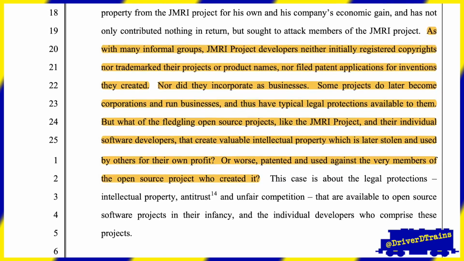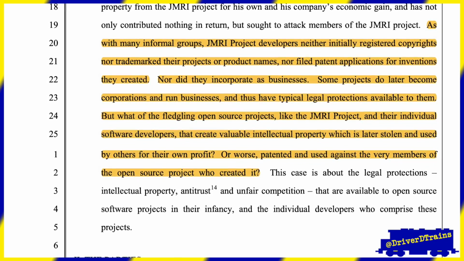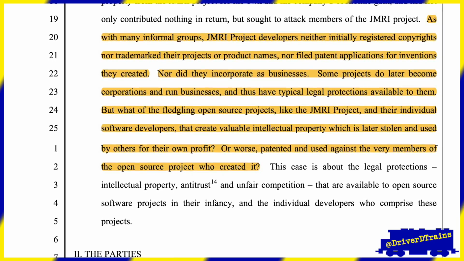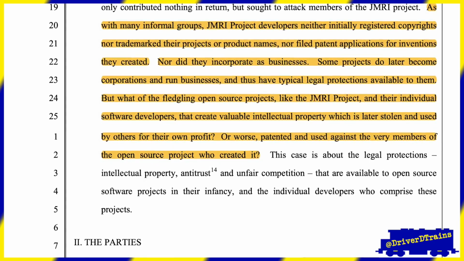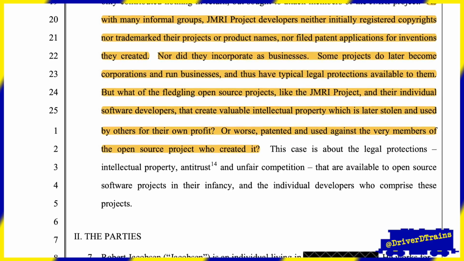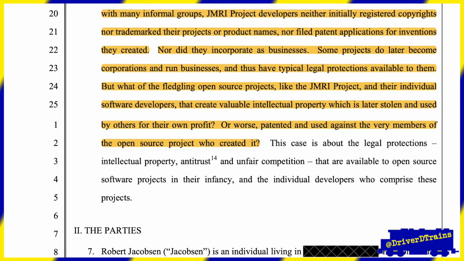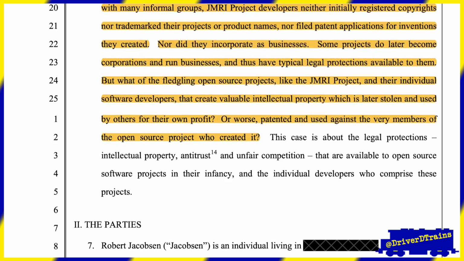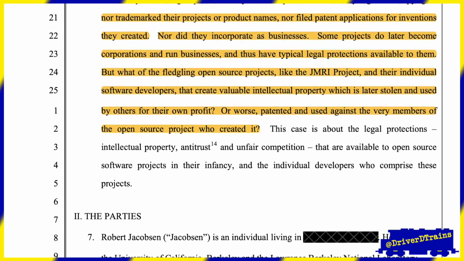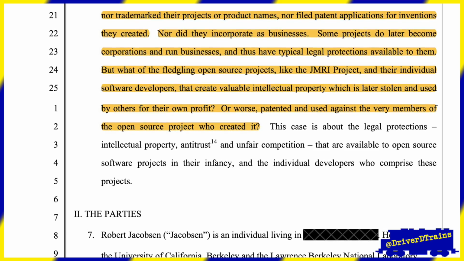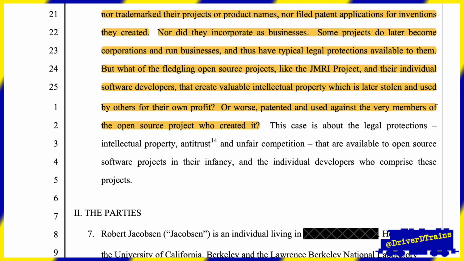Some projects do later become corporations and run businesses, and thus have legal protections available to them. But what of the fledgling open source projects like the JMRI project and their individual software developers that create valuable intellectual property, which is later stolen and used by others for their own profit, or worse, patented and used against the very members of the open source project who created it?